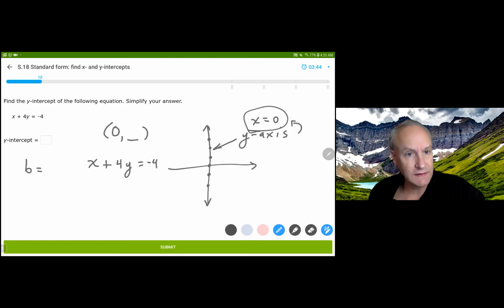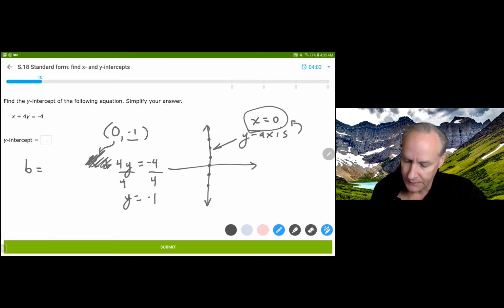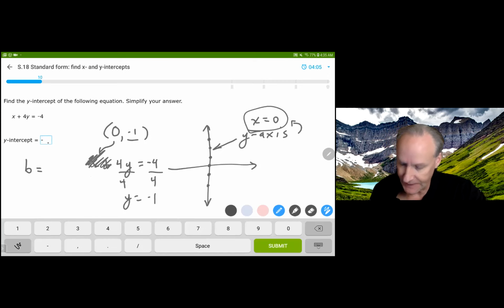What I want to do is find out what happens when x is 0. Now I literally cover this up with my hand. I don't write the 0 in there. I just cover this up with my finger and I say, 4y equals negative 4. I'm going to divide by 4 on both sides and I get y equals negative 1. Now, yeah, I probably could have simplified that even more, but it's important that you understand why you're doing what you're doing, not just how. There it is.